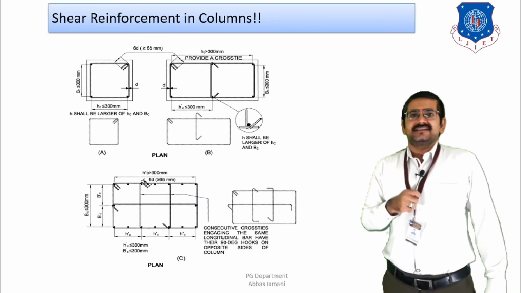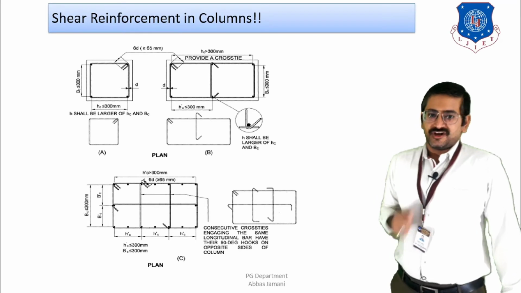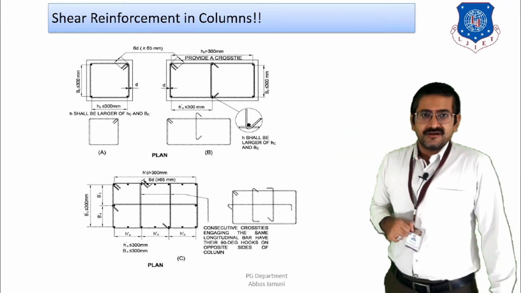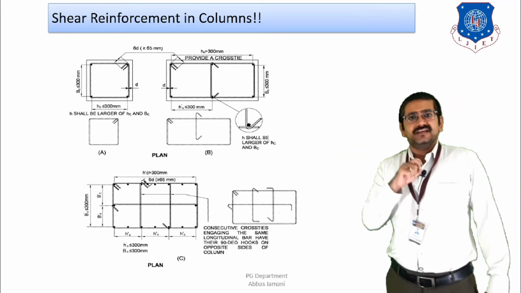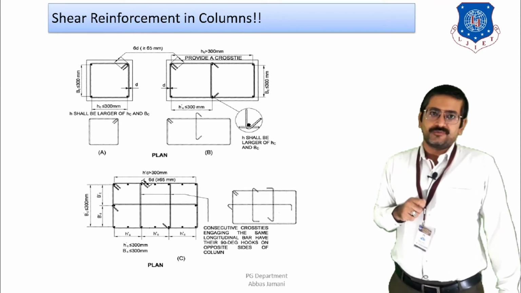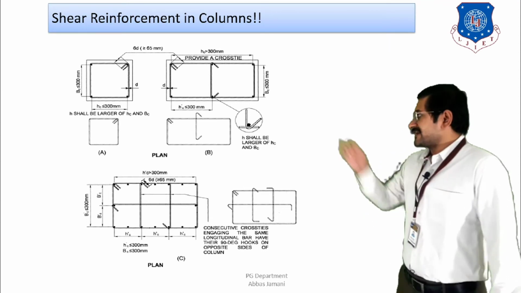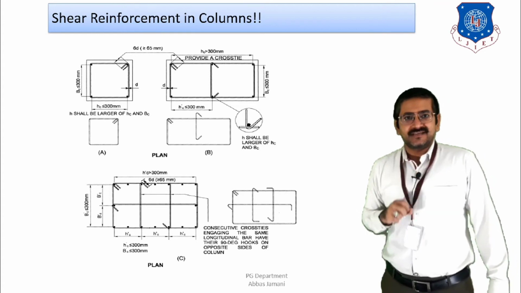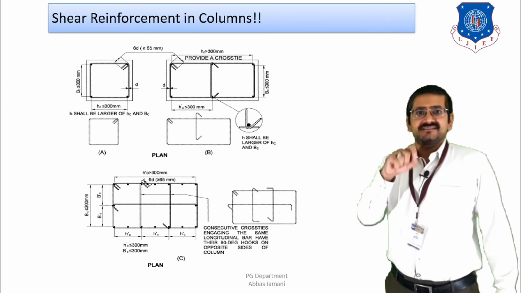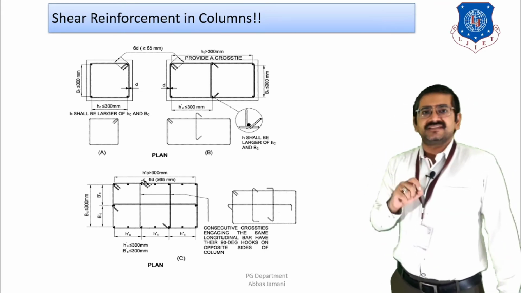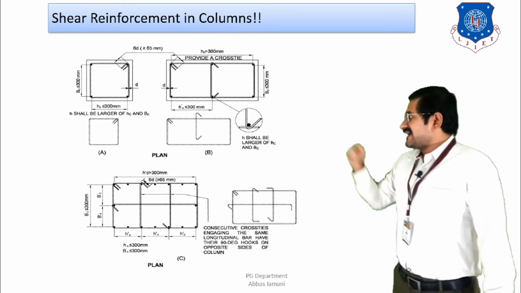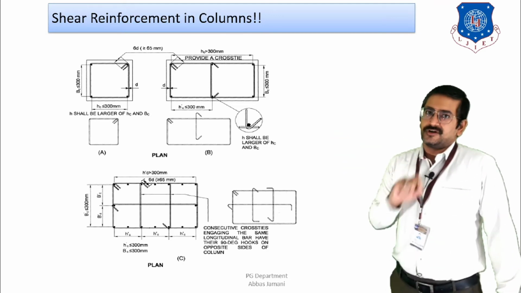Then the next guideline is regarding the shear reinforcement in columns. Again here 3 or 4 figures are shown where the dimensioning of the sketch of the circular loop or the closed loop is shown. If I talk about the first sketch, then 2 dimensions are given. First is given as BC and second is given as HC. Now BC you can consider as the breadth of the column and HC you can consider as the height or length of the column.